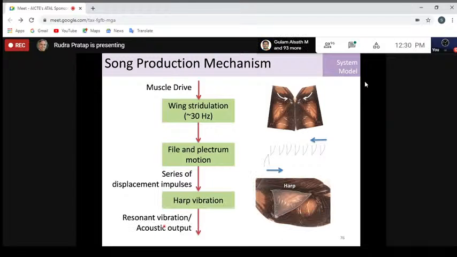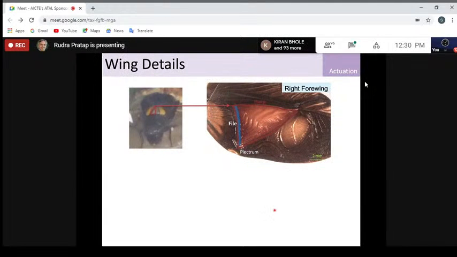you excite a part of the wing which is called the harp. Harp is a thinner part of the wing, and that gets excited into resonance because its natural frequency is matched with the frequency of this impulse production. And that pushes this harp into resonance. And if it goes into resonance, then it will have a large amplitude motion. So that's your amplifier or the loudspeaker for the cricket, and that's how you get this motion.